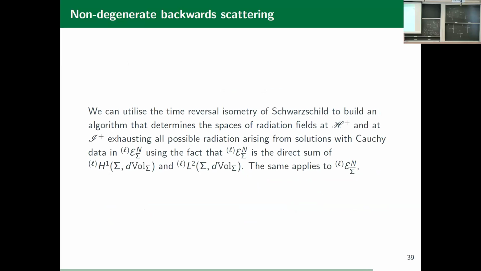So in the absence of other ideas, I propose the following, that we make use of the one isometry that we haven't effectively used in scattering yet, which is time reversal isometry. So the idea is as follows. We have that the space of initial data is itself a direct sum of two spaces, H1 and L2. We can study scattering on each one of those factors separately, and then take the direct sum of the resulting maps, and then that identifies the space of radiation fields for which it's possible to pair with something at Scri plus.